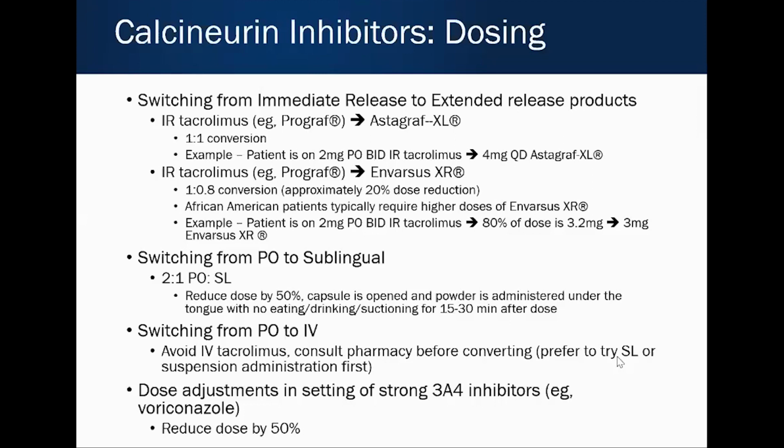Now the other azoles, such as fluconazole or itraconazole, we don't always see the same extent of 3A4 inhibition. Voriconazole is definitely the most potent, but those drugs do usually require some dose adjustment of the patient's CNI.